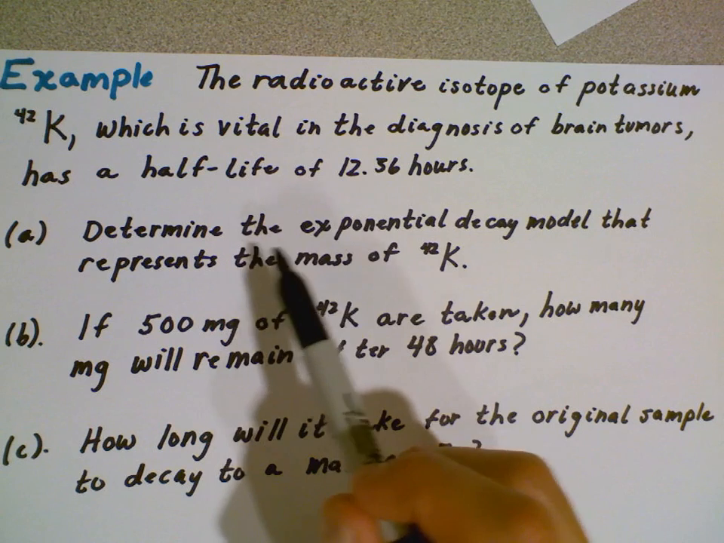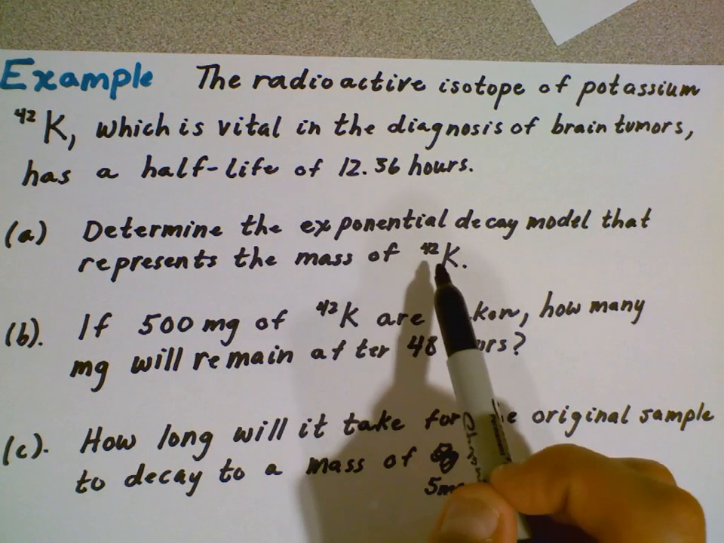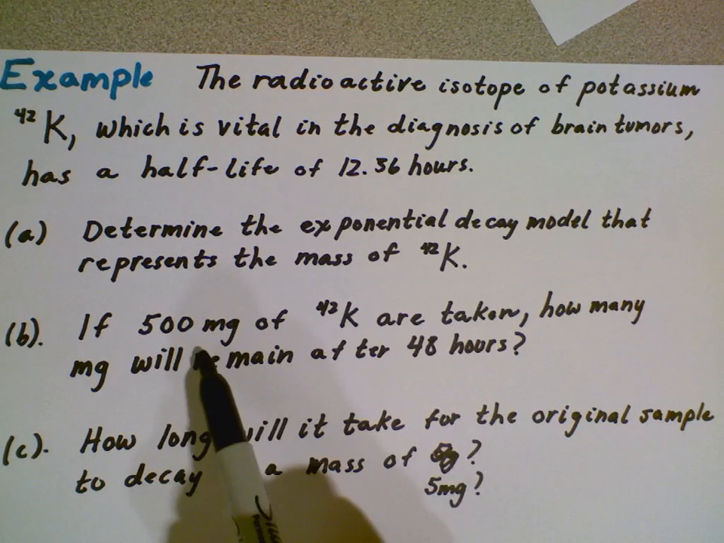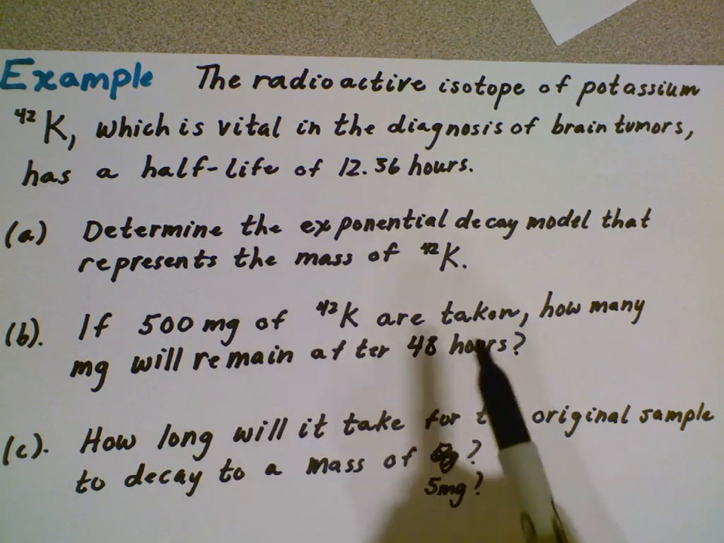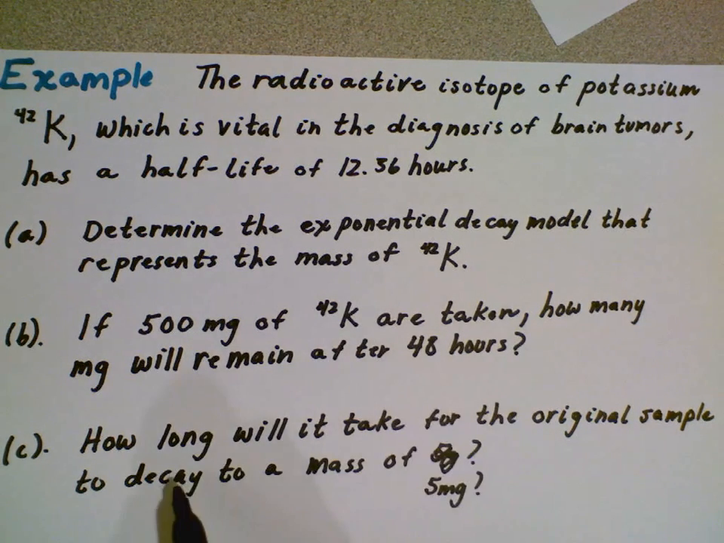Part A, determine the exponential decay model that represents the mass of the potassium 42. Part B, if 500 milligrams of this potassium are taken, how many milligrams remain after 2 days, 48 hours? And part C, how long will it take for the original sample to decay to a mass of 5 milligrams?